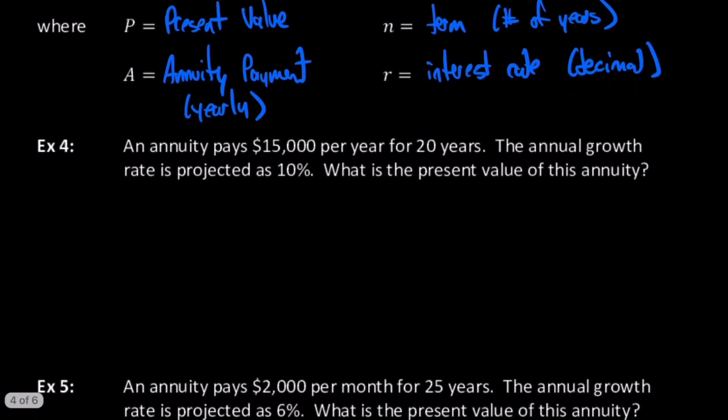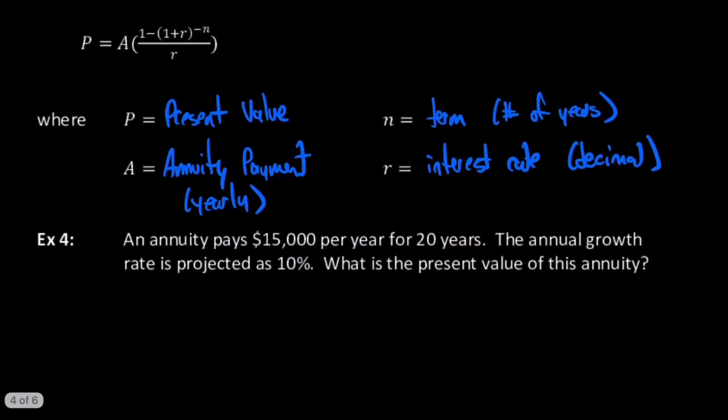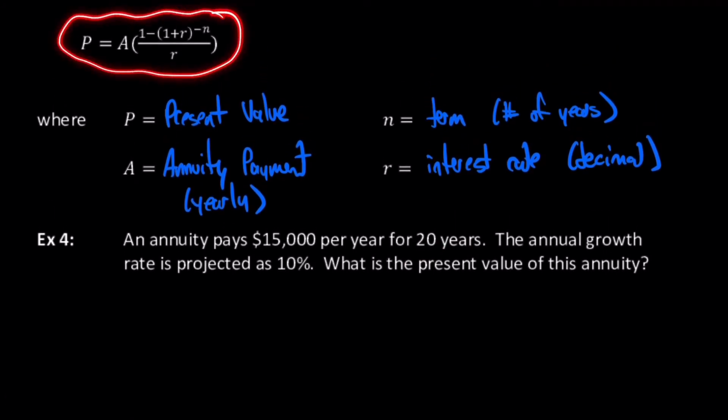So in this example, it says an annuity pays $15,000 per year for 20 years. So that is one option. The annual growth rate is projected to be 10%. What is the present value of this annuity? So how much would the company have to give you right now so you could put it in the bank, let it sit there, get 10% a year, and equal the same amount as investing $15,000 every year for 20 years? So again, it's sort of plug and chug. I'm just going to be using this formula right here to calculate that.